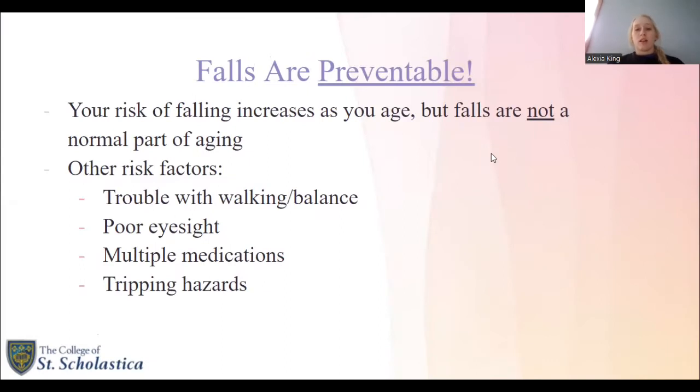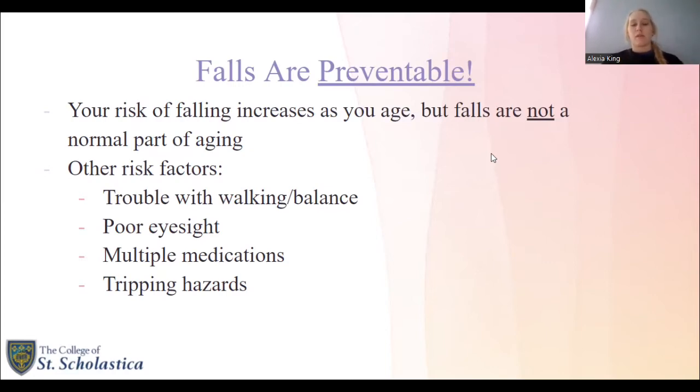An important thing to remember is that falls are preventable. Falls that cause serious injuries are not a normal part of aging. A general rule of thumb is that if you take care of your overall health, you may be able to lower your chances of falling. While your risk for falling increases as you age, it's really only considered a significant risk when it's paired with other risk factors for falling.